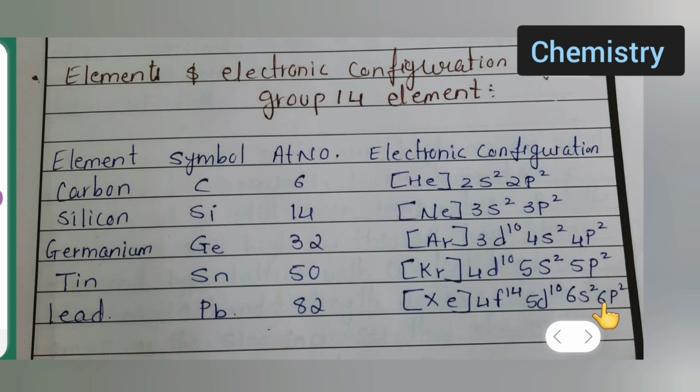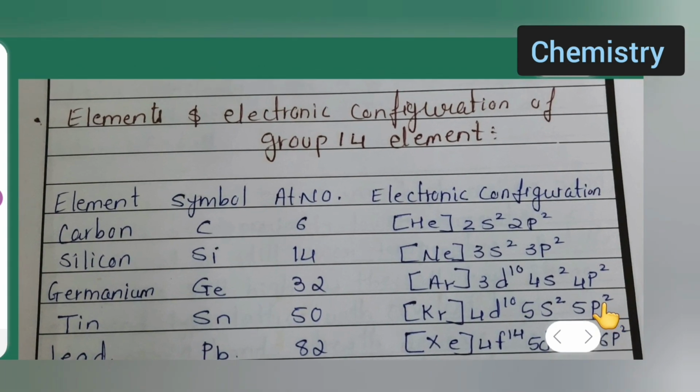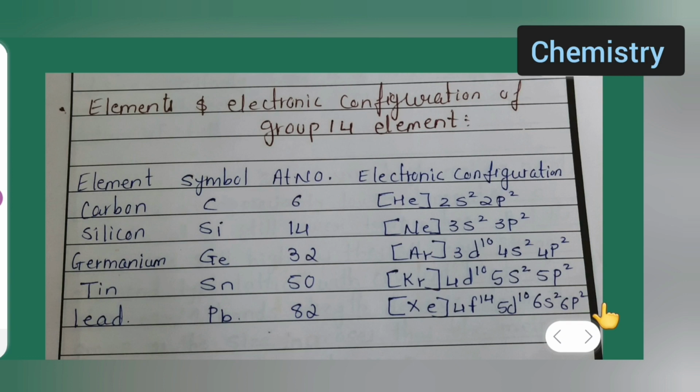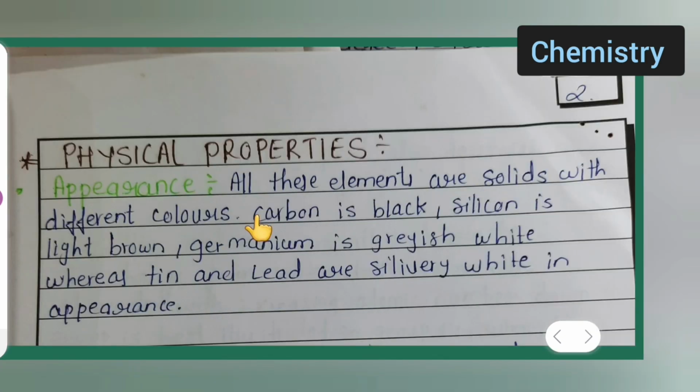Let us move towards the next page. You all can take down this. I'll move towards the next page. Now let us move towards the physical properties. First is the appearance. All these elements are solid with different colors. Carbon is black, silicon is light brown, germanium is greenish white, whereas tin and lead are silvery white in appearance. So this is the appearance of the elements.